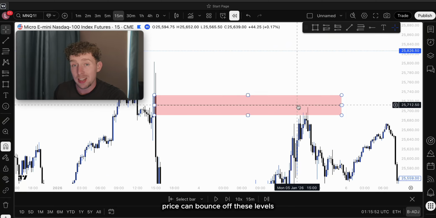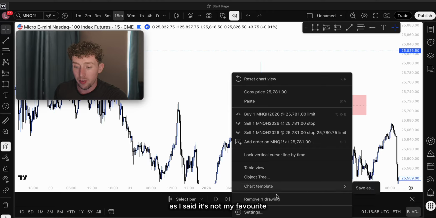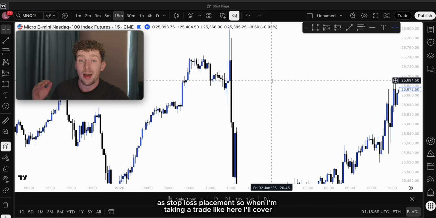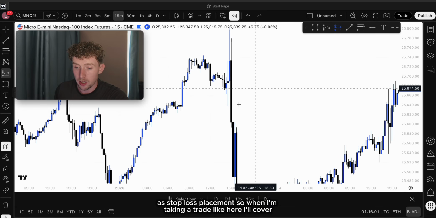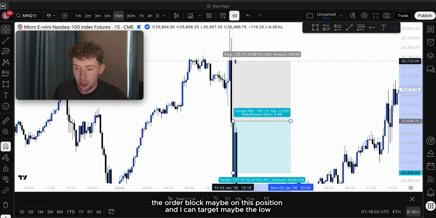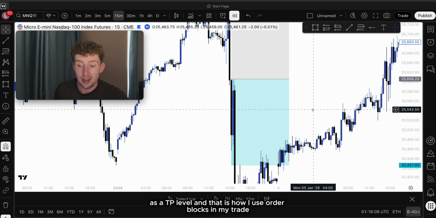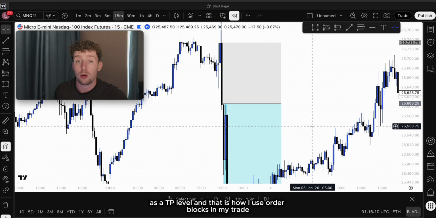Price can bounce off these levels. As I said, it's not my favorite confluence to use. I don't love it in my trade, and I use it mostly as stop loss placement. So when I'm taking a trade like here, I'll cover the order block maybe on this position, and I can target maybe the low down here as a TP level. And that is how I use order blocks in my trade.